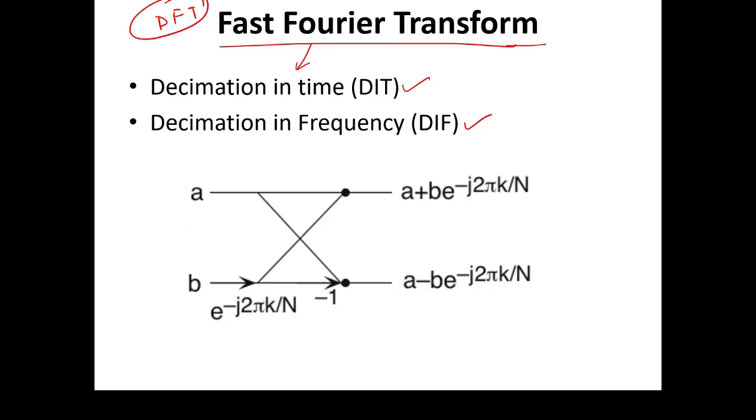When we perform DIT, the frequency components are in normal order. When we talk about decimation in frequency, the time order is normal, like x0, x1, x2, x3, whereas the frequency is in the decimation in frequency order. So let us understand what I mean through an example.